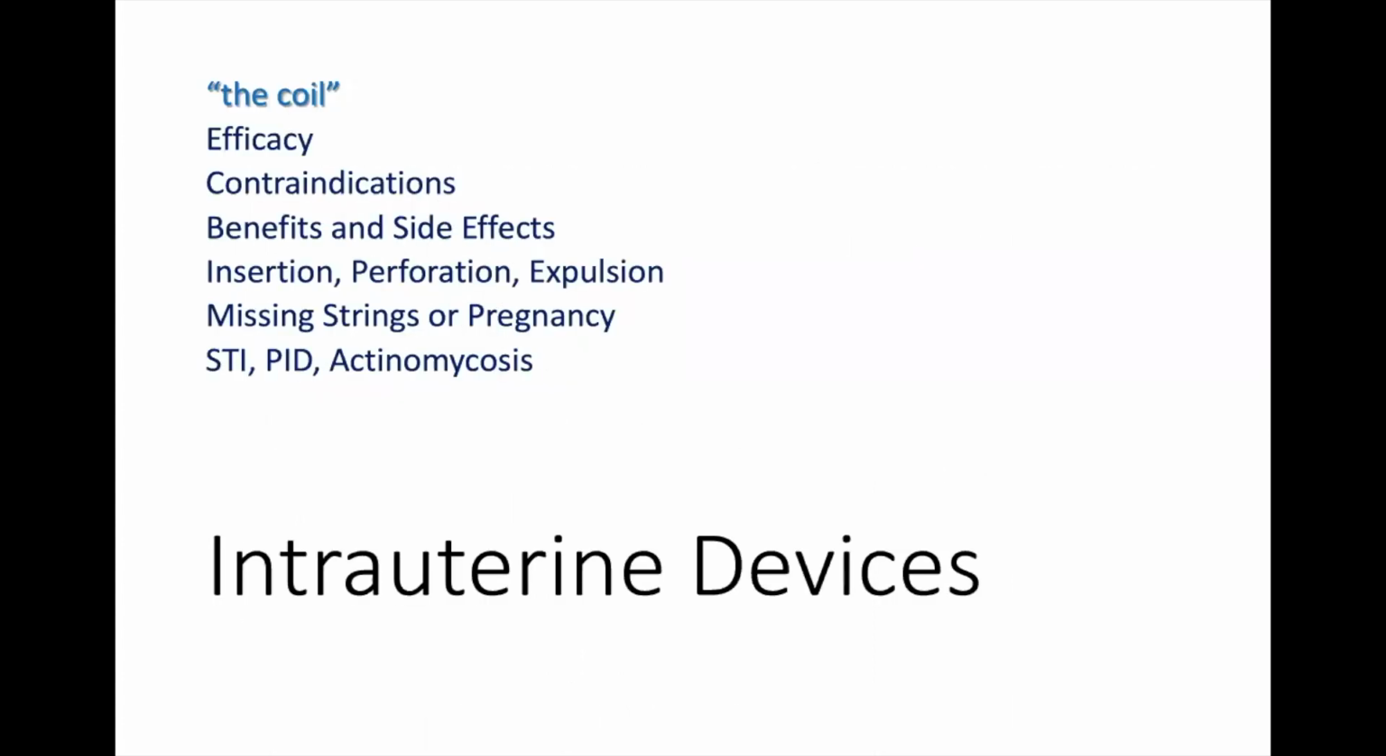Now we're going to talk about the IUCD, so the coil. What is the efficacy? What are the contraindications, benefits, side effects? We're going to talk a little bit about the insertion, perforation, and expulsion rate. If there's a missing string and the patient is pregnant, what should we do? And we're going to talk about STIs and actinomycosis related to the IUD.